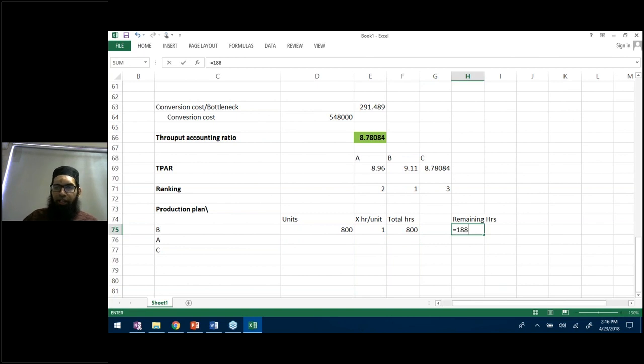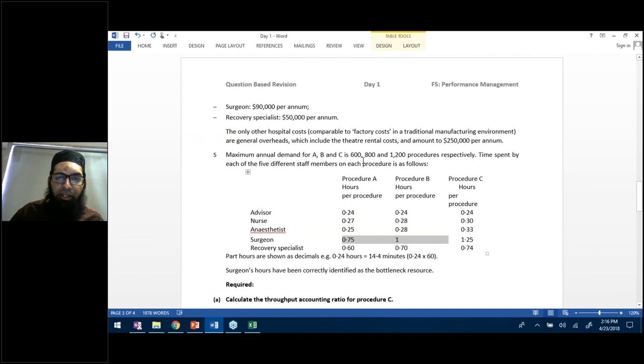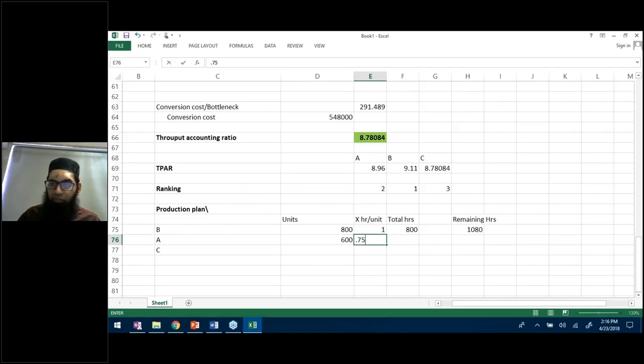I would have got 1880 hours of surgeon, but I have consumed 800 hours, so my remaining hours will be 1080. Then I will do procedure A, and for procedure A, I will be doing 600 procedures and each will take 0.75. So 600 times 0.75, and my total consumed hours for A will be 450. And I am left with how many? 1080 minus 450. So this will be 630 hours.